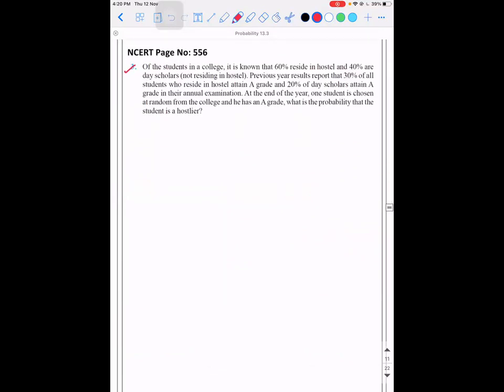Of the students in a college, it is known that 60% reside in hostel and 40% are day scholars. That is, they don't reside in the hostel. Previous year results report that 30% of all students who reside in hostel attain A grade and 20% of the day scholars attain A grade in their annual examination. At the end of the year, one student is chosen at random from the college and he has an A grade. What is the probability that the student is a hostler?